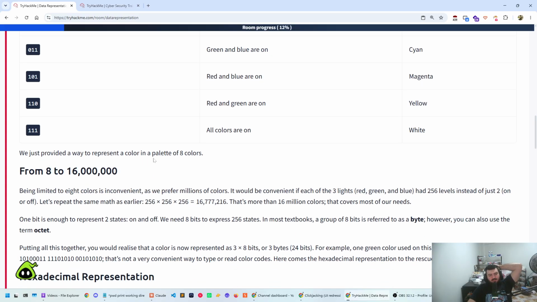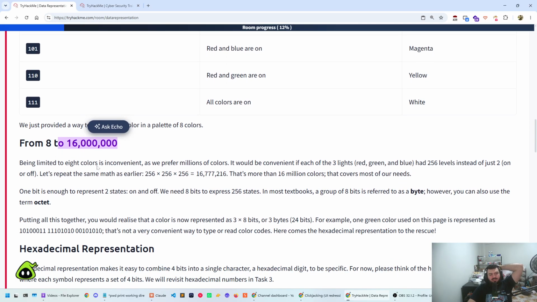We just provided a way to represent a color in a palette of 8 colors, from 8 to 16 million. Being limited to 8 colors is inconvenient, as we prefer millions of colors. It would be convenient if each of the 3 digits, red, green, and blue, had 256 levels instead of just 2, on or off. Let's repeat the same math earlier. 256 by 256 by 256 equals 16,777,216. That's more than 16 million colors. That covers most of our needs.